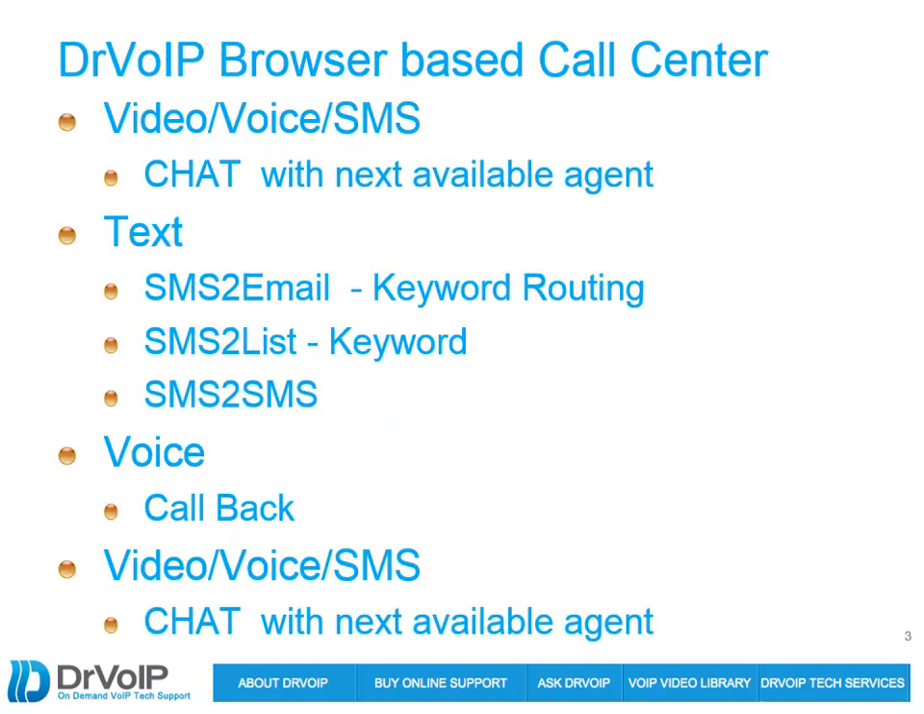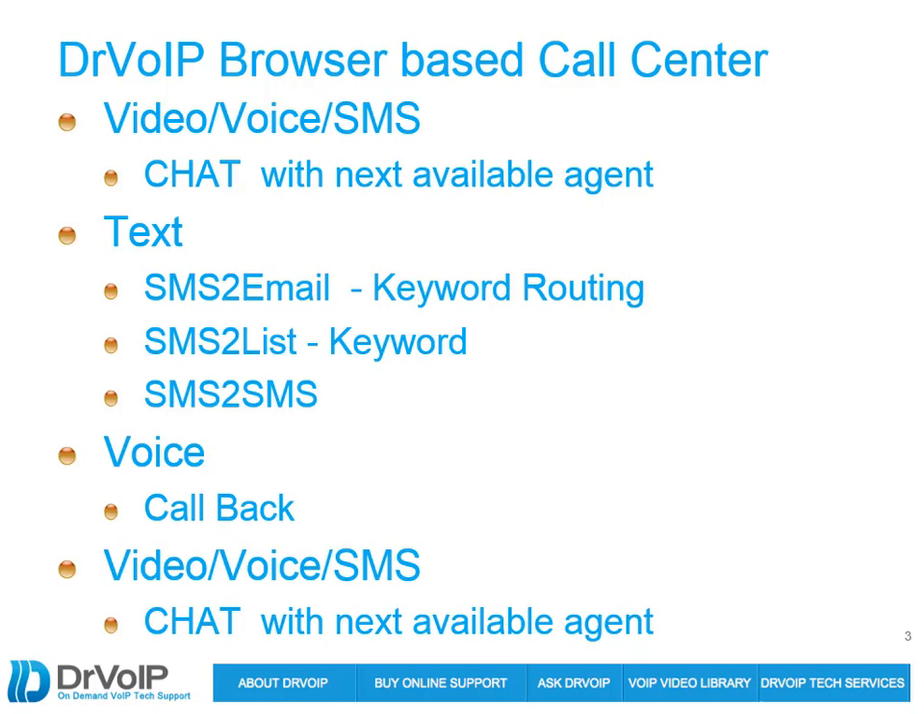So the basic feature set is that an agent can log in to the call center and accept an incoming video, voice, or text chat. So you've got this call center set up, geographically distributed agents who log in, and they can take browser-based phone calls, browser-based video calls, or just have an SMS chat.